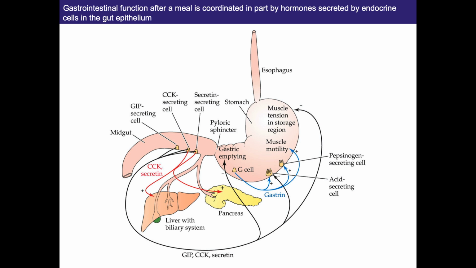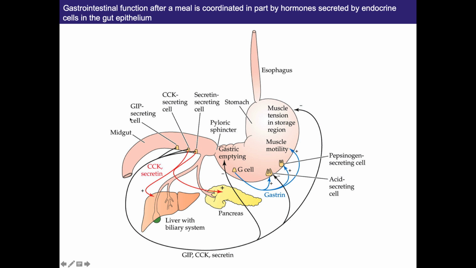All right, acid. Acid coming from the stomach is detected by those S cells. It secretes secretin. It travels to the pancreas to release bicarbonate. It triggers the pancreas to release bicarbonate to neutralize that acid. Again, a very elegant system.